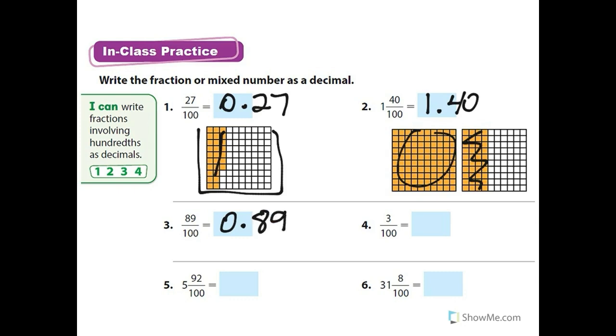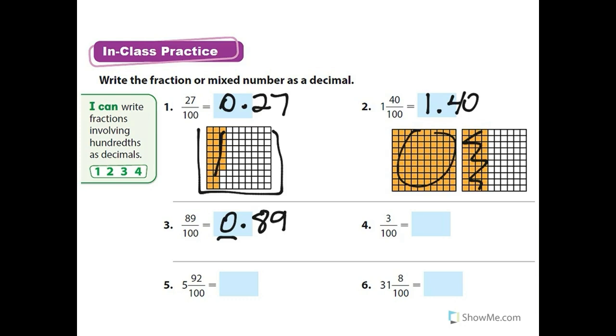89 hundredths. Anyway, what I was going to say is, that 0 there doesn't have to be there. That 0 there is just to separate the ones place from the decimals, right? So that we know that that is a decimal number.